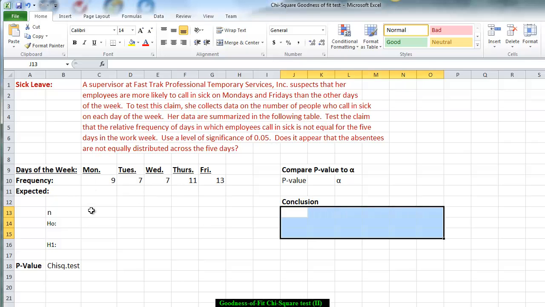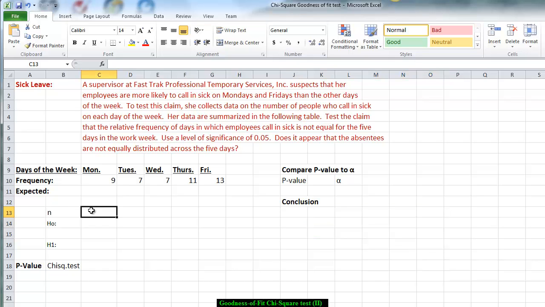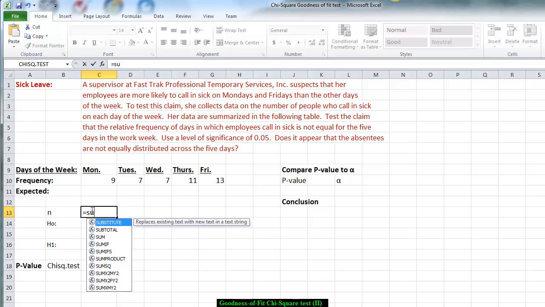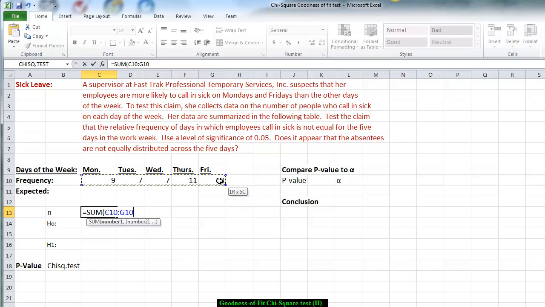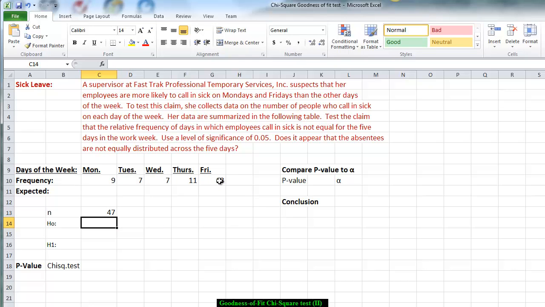So in order to be able to do that, we go to our formula to determine how many people actually called in sick. We're going to take the sum, and therefore we add up the frequency of the number of people who called in sick, and that tells us we have 47.